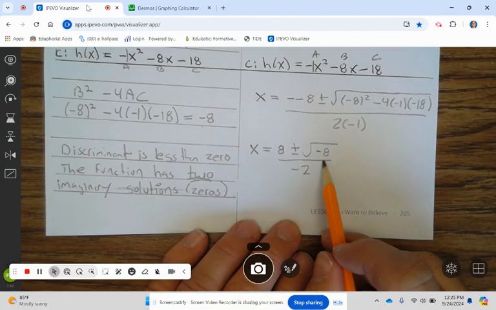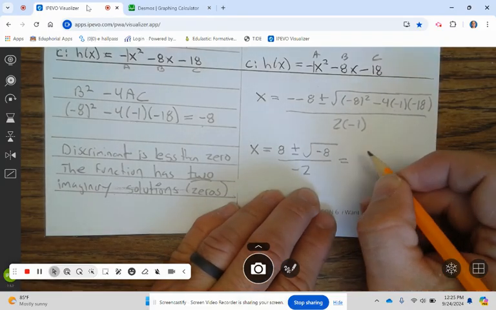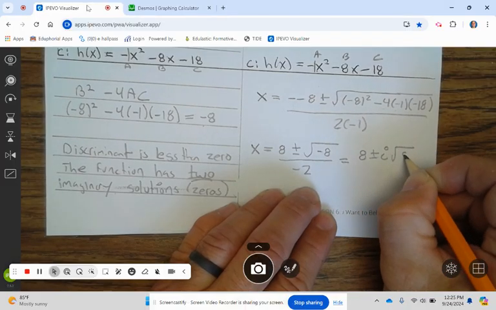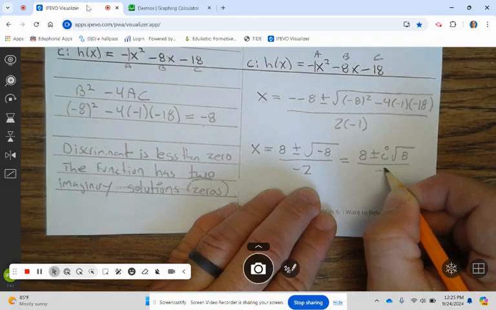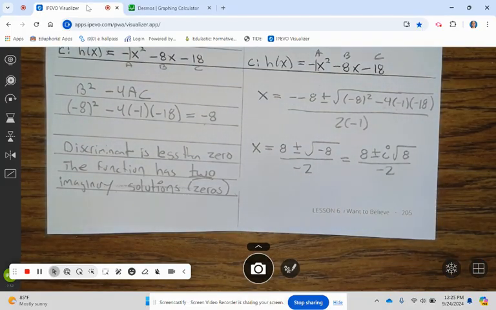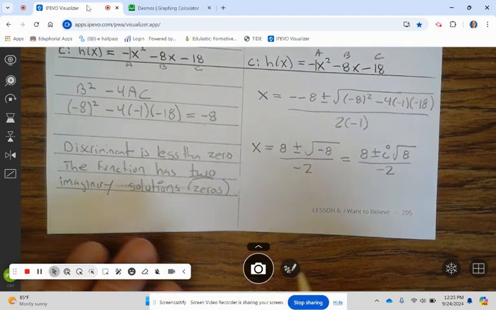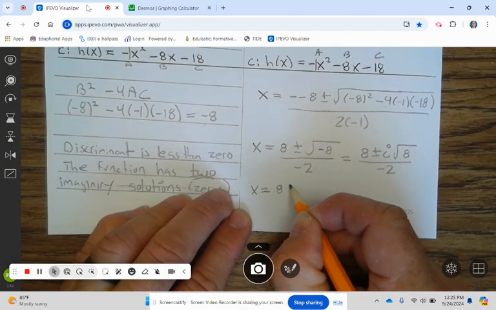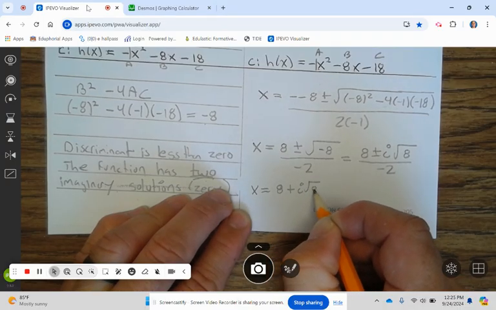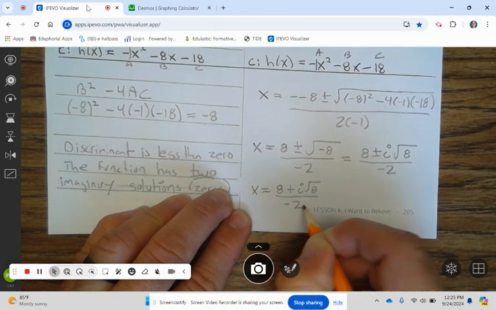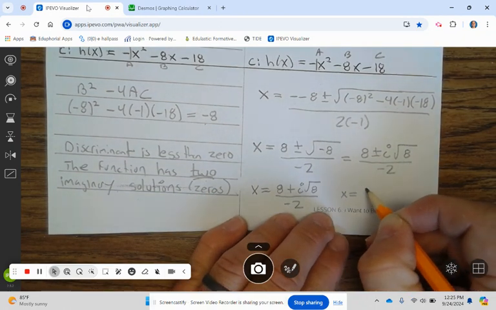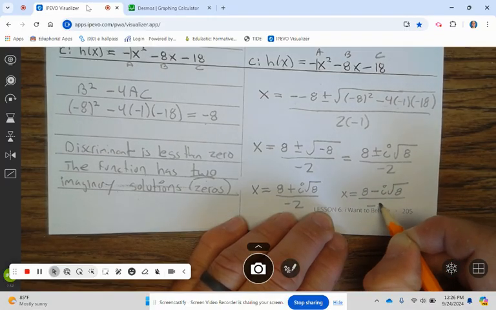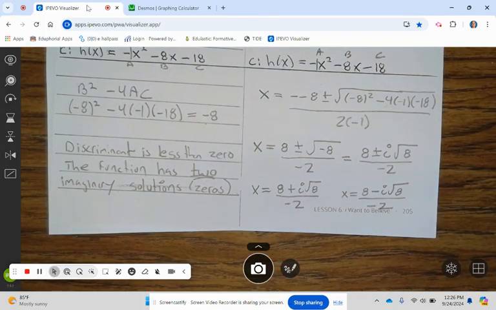Well, we don't write the square root of a negative number. We know it's imaginary. So we can rewrite this as 8 plus or minus i square roots of 8 divided by negative 2. Now we know that there's 2 imaginary solutions, so we can rewrite this as x equals 8 plus i square roots of 8 divided by negative 2, and x equals 8 minus i square roots of 8 divided by negative 2. All right, go ahead and finish it up.